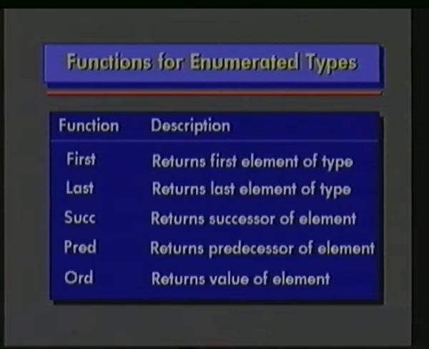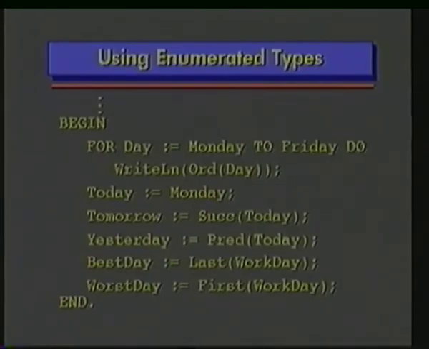There are several things to notice here. First, whenever we want to use the position, that is, the integer value of an element that is part of an enumerated set, we use the ORD function. And if today equals Monday, the pred function would return an undefined value, since Monday has no predecessor in the enumerated type. Likewise, if today equals Friday, the successor function would return an undefined value for the same reason. Finally, notice that the last and first functions take the name of the type rather than a type element as a parameter. These functions return the last and first elements, respectively, of the enumerated type.